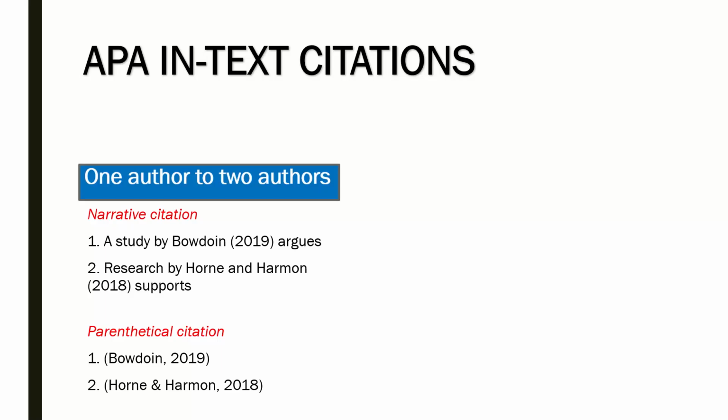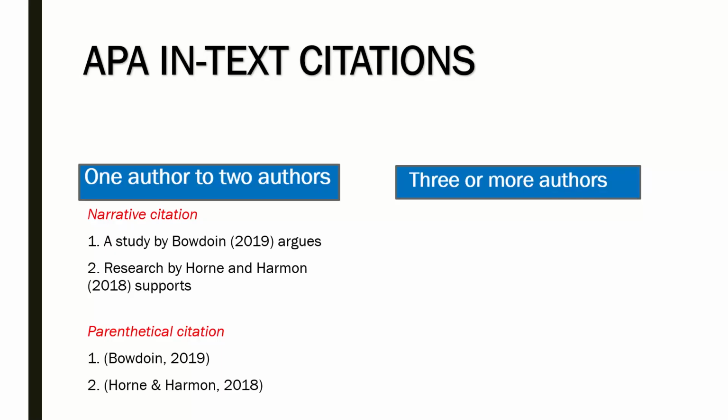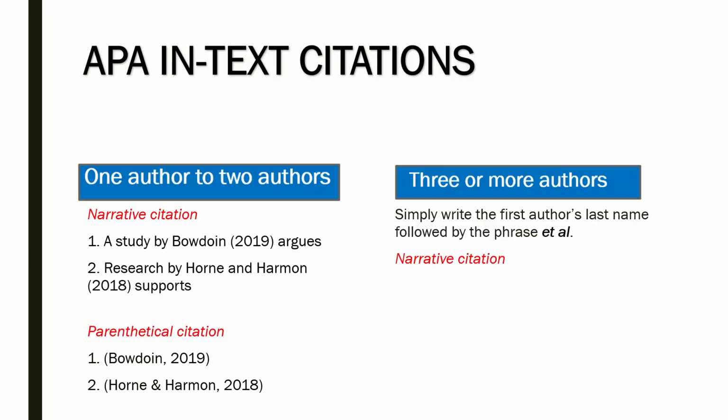If you have 3 or more authors, we simply write out the first author's last name, followed by the Latin phrase et al., meaning altogether. So for a narrative citation, when in the body of the paper, you're going to put the lead author's last name, followed by the Latin phrase et al., then put a period, then a comma, and then the year of publication within parentheses.